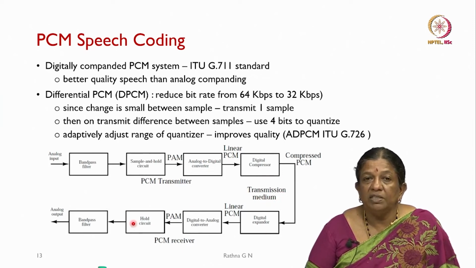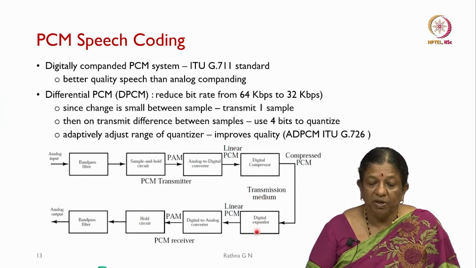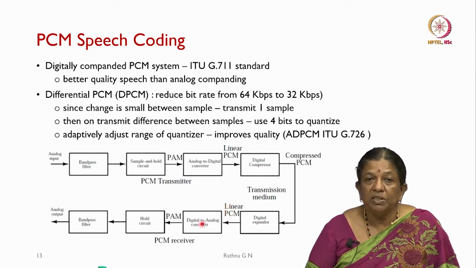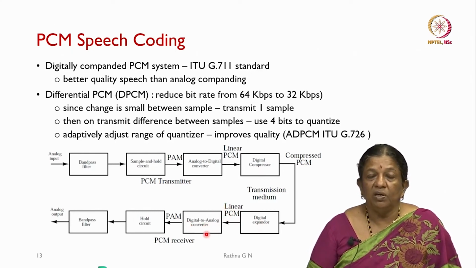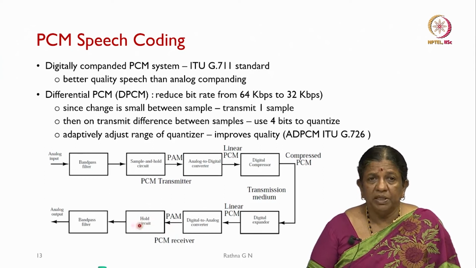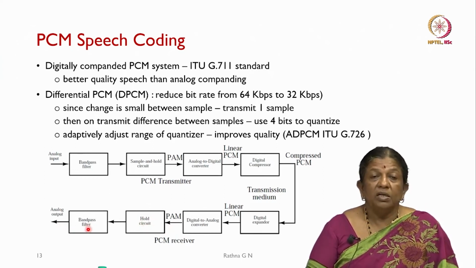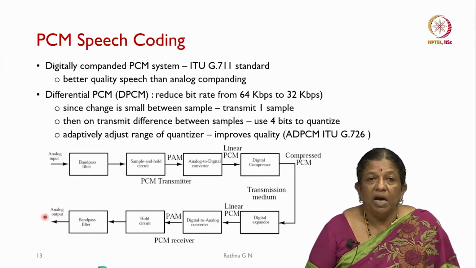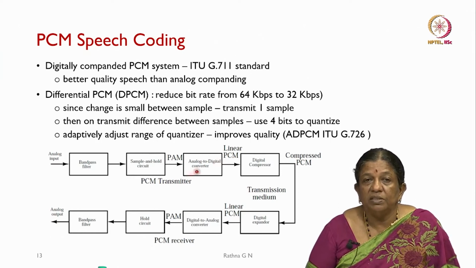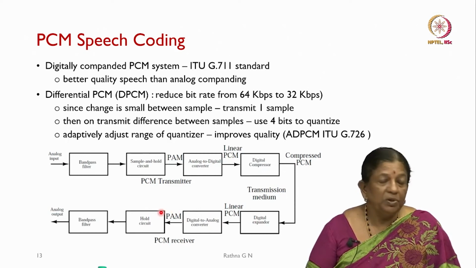Then this is our receiver part, which works in the reverse direction, as you can see. We expand the signal, so an expander is used here instead of the compressor, and then again linear PCM is used. Then we convert it with a digital to analog converter, then analog modulation, and the whole circuit, and then use the band pass filter. So, we get back our analog output. So, this is the PCM transmitter and the PCM receiver. These are the blocks present in the transmitter, and these are the receiver blocks which work on it.